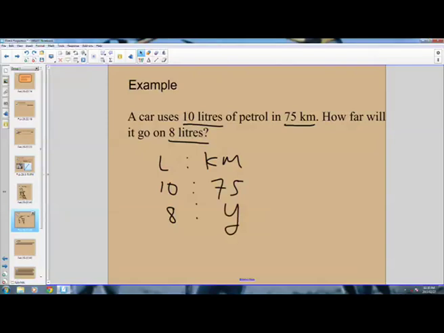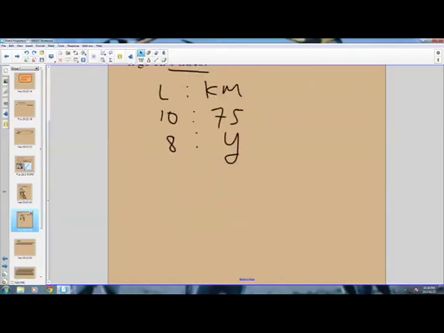Doesn't mean that it always has to be x. So let us use the variable y, and then find out what our y will be. So 10 is to 75, and then 8 is to y. We want to find the distance that the car will travel on 8 liters.